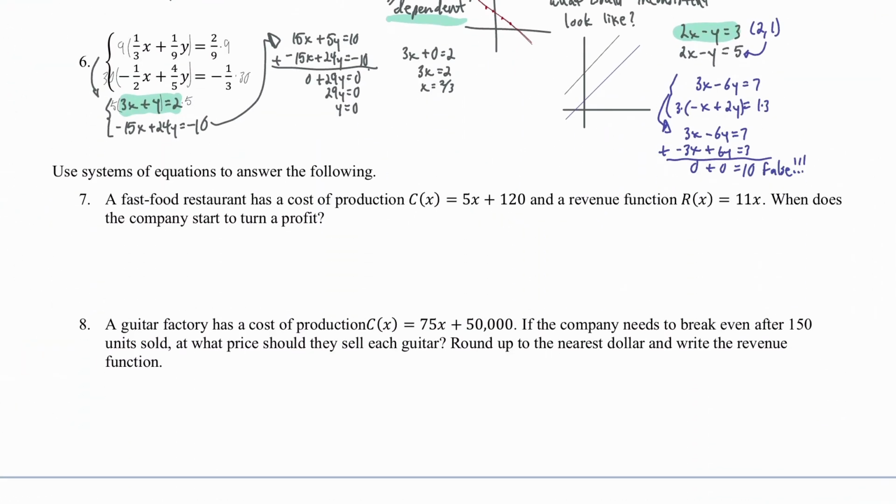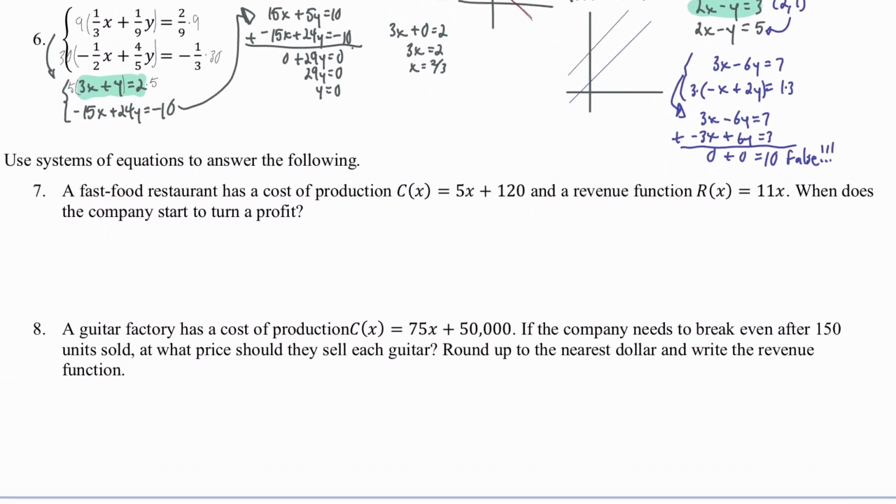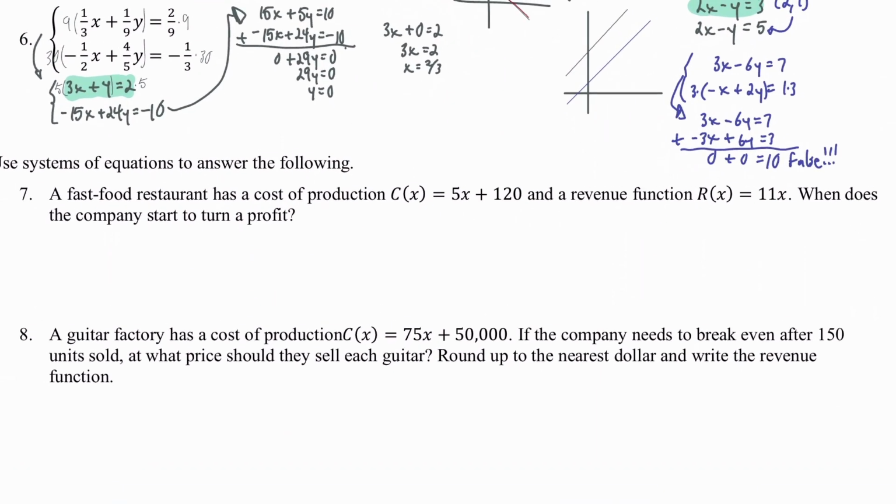All right, what's next? So use systems of equations to answer the following. Okay, so the first one, number 7, says, a fast food restaurant has a cost of production, C of x equals 5x plus 120, and a revenue function, R of x equals 11x. When does the company start to turn a profit?